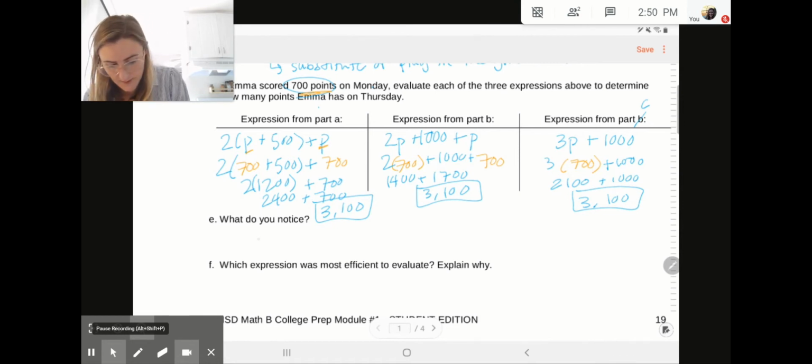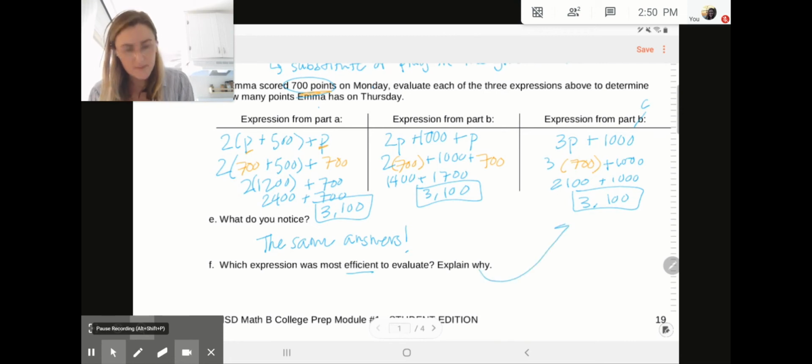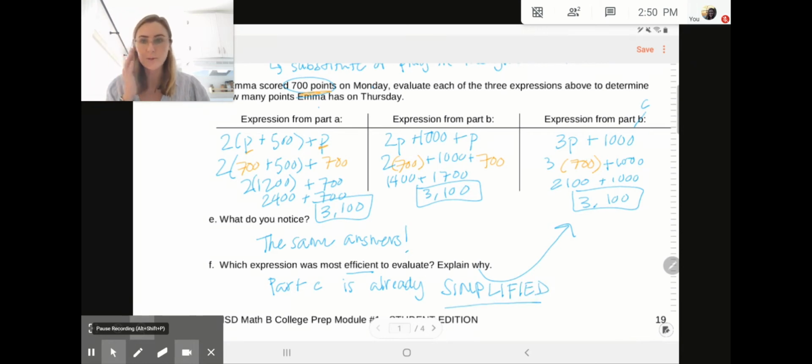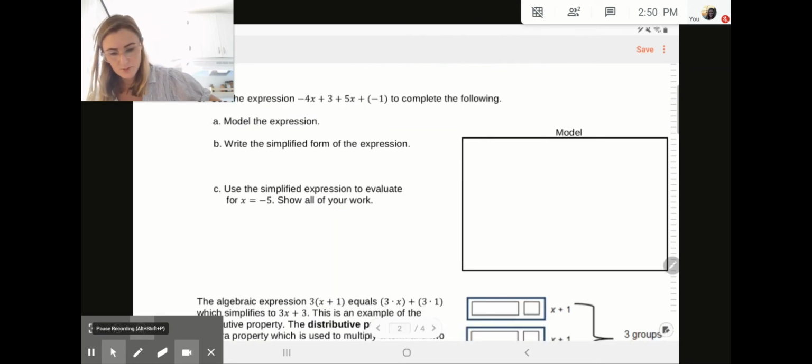So for part E, I'm going to write the same answers. The most efficient would be this one. And this one is already simplified. So part C is already simplified. It's going to be a lot easier to evaluate an expression when it is already in simplified form. So that's page 1. We are going to move on to page 2.